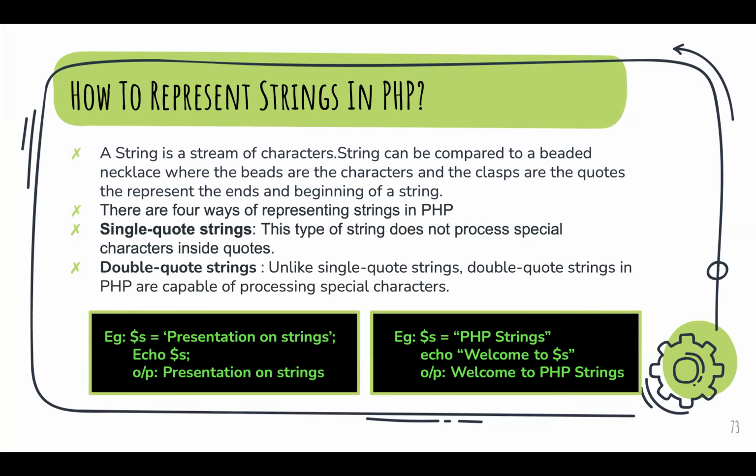String is one of the data types supported by PHP, and it can be called a stream of characters. A string can be compared to a beaded necklace, where the beads are the characters and the clasps are the quotes that represent the ends and the beginnings of the string. The string variables can contain alphanumeric characters. Through strings, you can declare variables and assign string characters to them.